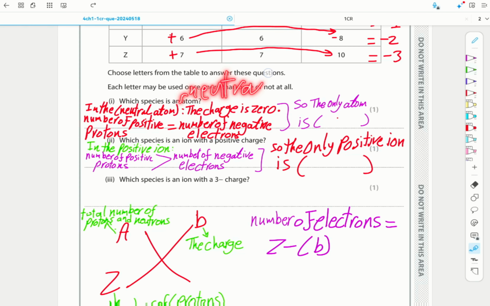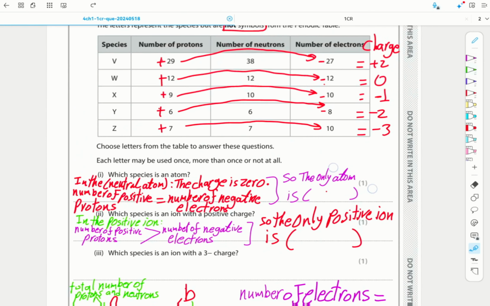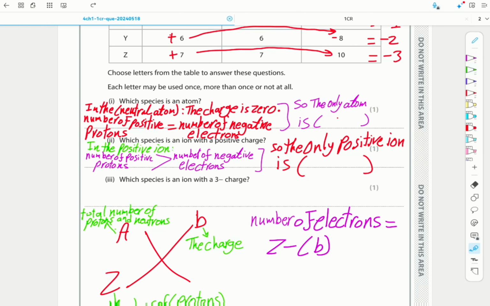A neutral atom is an atom in which the number of positive protons is equal to the number of negative electrons, and the final charge is 0. So we call it a neutral. We cannot say it is not charged or uncharged, because we have positive charges and negative charges, and both of them are equal in terms of numbers. That's why we say that the atom is neutral. It is not uncharged, it is neutral.